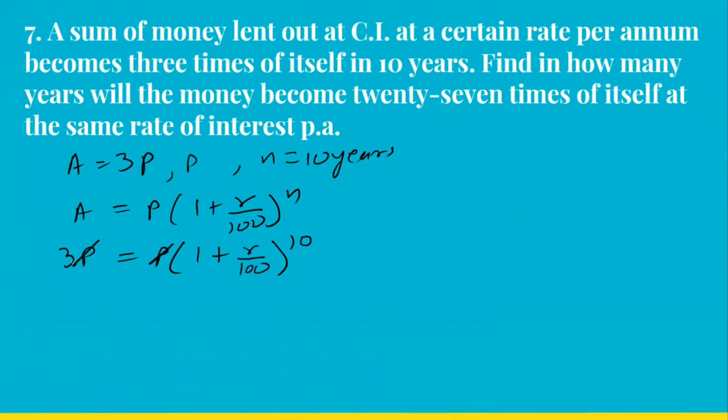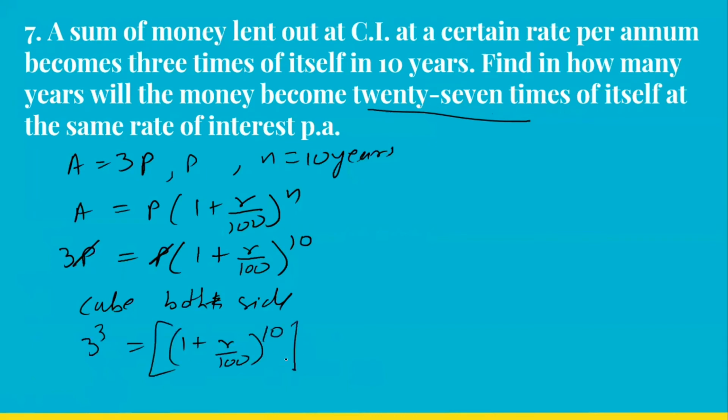Now look at this equation. The amount is now 3 times. What should I do to 3 so that it becomes 27 times? For that, I'll have to cube both sides. So when I cube both sides, I get 3 cube is equal to 1 plus R upon 100 raised to 10 and then the cube of that. So when I do the cube of this, I get 1 plus R upon 100 raised to 10 into 3, which is 30, is equal to 3 cube, which is 27.